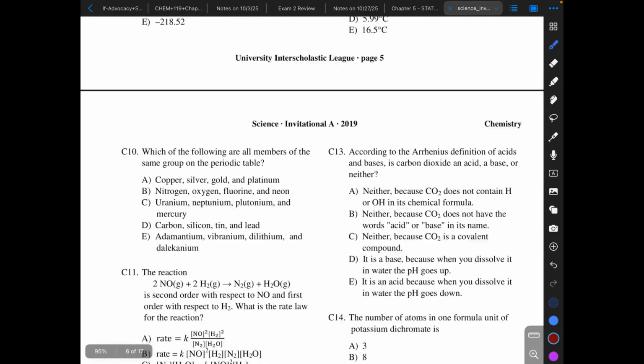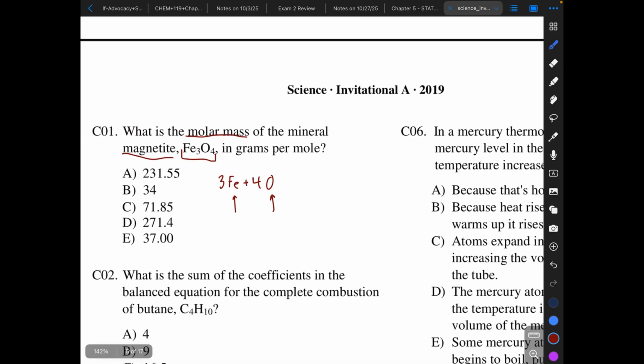So go back to that question. So we simply have 3 times 55.85 and 4 times 16. And now you're allowed to use a calculator on the exam. So when you calculate that out, you should be getting 231.55 grams per mole. So that would be the answer for number 1.